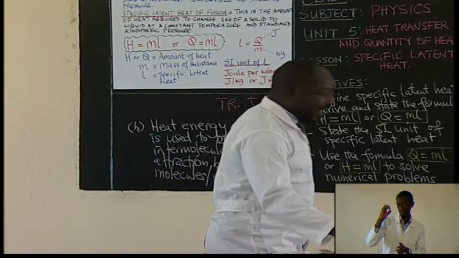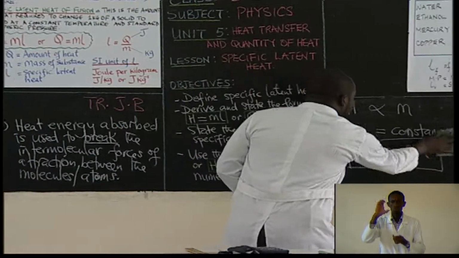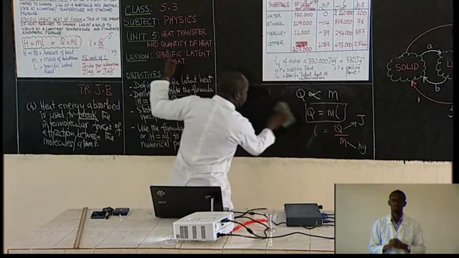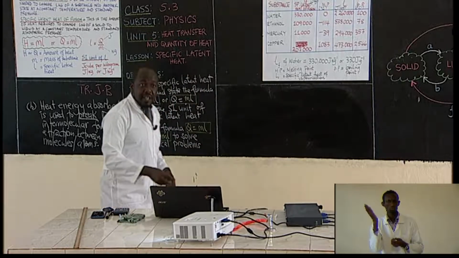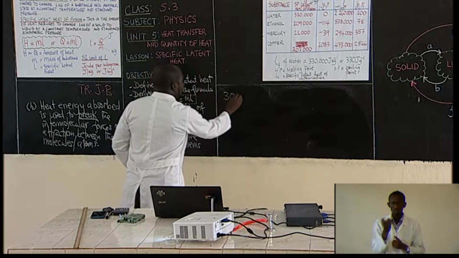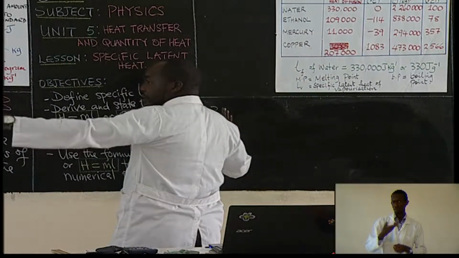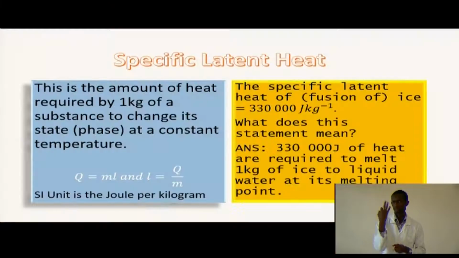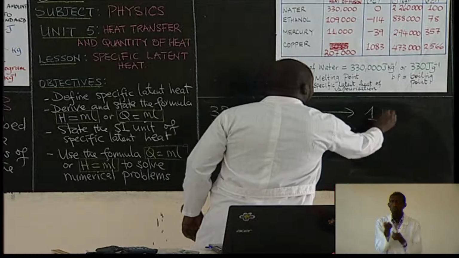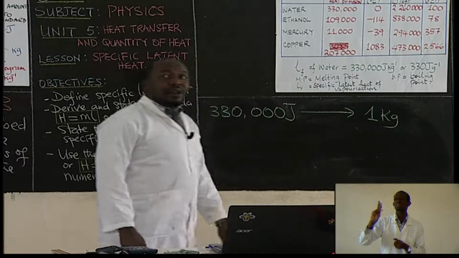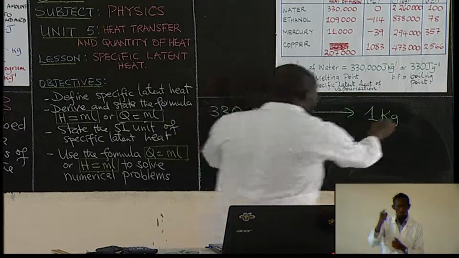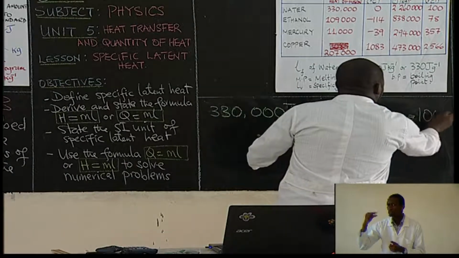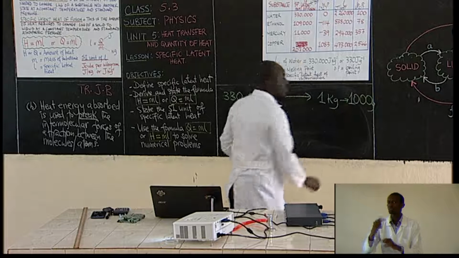I need you to get that nicely, so I'm going to clear off this part. This formula is right there on the board, so we can always look at it. So what I'm saying here is, if I have 330,000 joules of heat, this will be required to melt how many kilograms of ice? 1 kilogram of ice at 0 degrees Celsius. Remember, this 1 kilogram of ice is equal to how many grams? 1,000 grams.